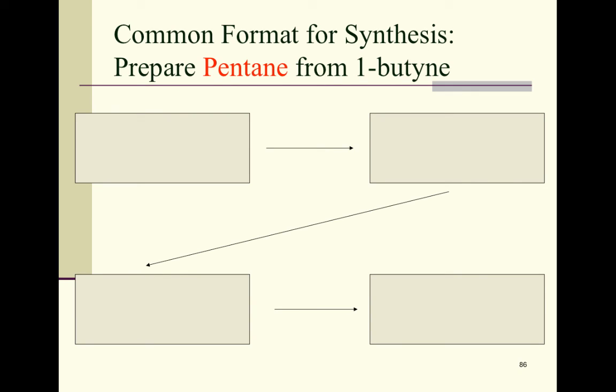In this slide, I have a common format for synthesis. You're going to prepare pentane from 1-butyne. So the before and after picture, let's go ahead and put in our reactant in the first box. This is 1-butyne, and we're going to prepare pentane. I put it in red because I wanted you to see it's a different reaction than we did previously. So let's go ahead and put in our pentane.